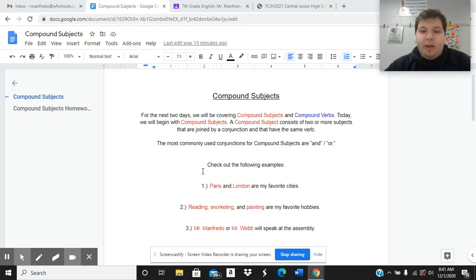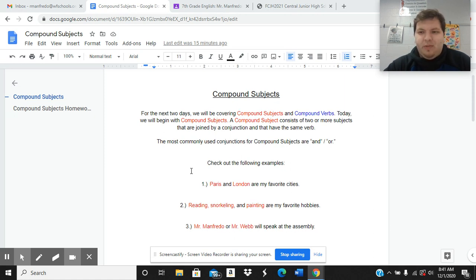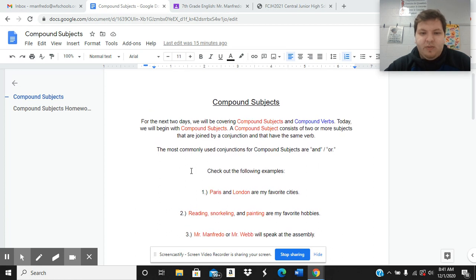So with that being said, today we're doing compound subjects. You did verb phrases yesterday. Not too difficult of stuff. This stuff's not really too difficult either, so I feel like you guys will be successful on it, but let's jump right into it so we can cover everything. So today we are covering compound subjects. Tomorrow we're doing compound verbs, so be ready for that.